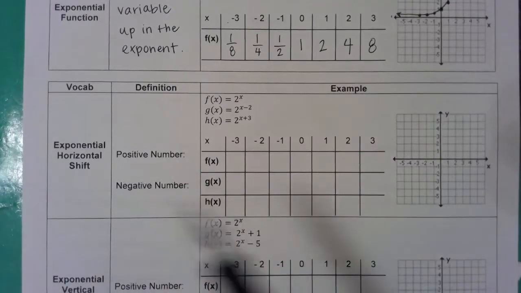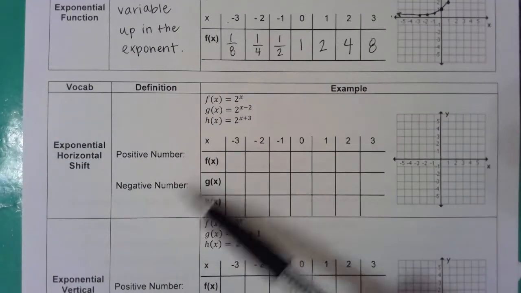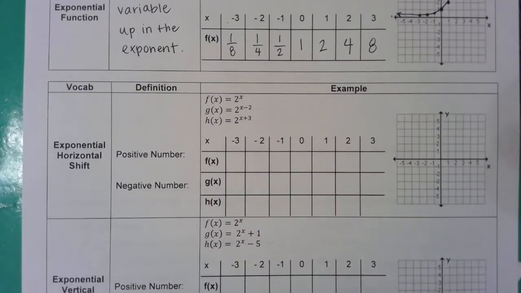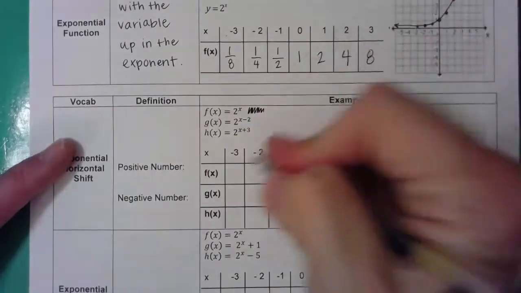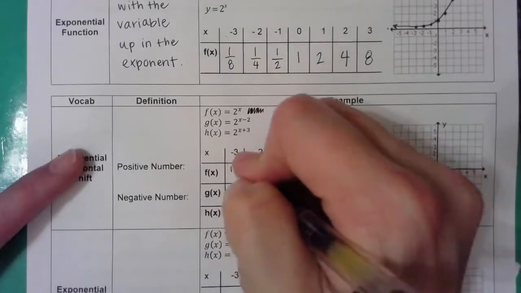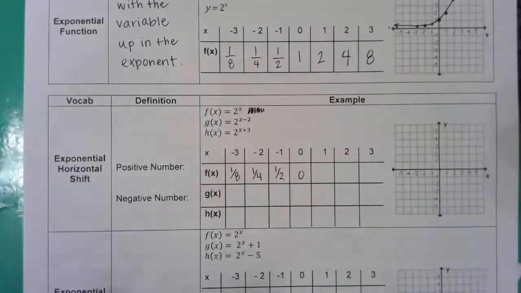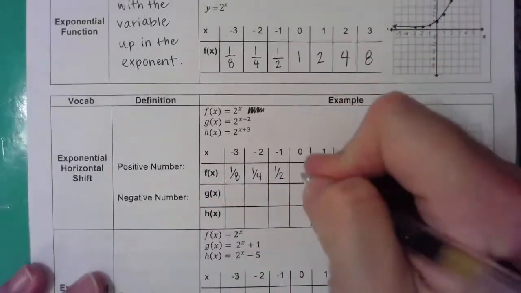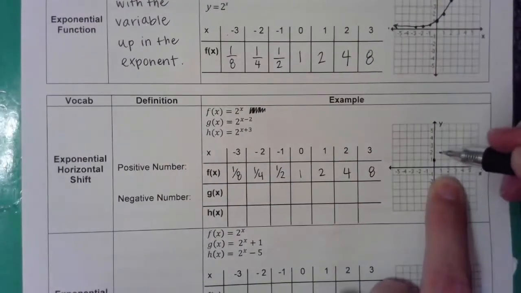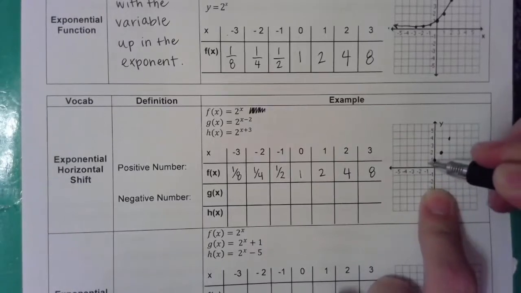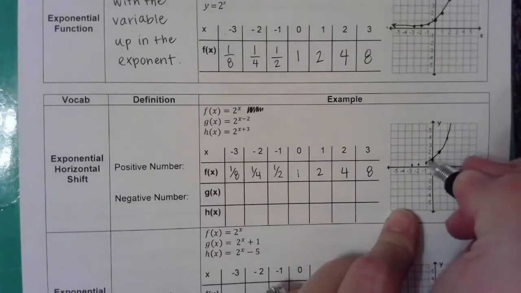In this one, the exponential horizontal shift, we're going to talk about how a positive number and a negative number up in the exponent make the function move. So the first one, f of x, that's right here, I'm going to graph that one in black on the notes. So 2 to the x power, we already have the values for that because this is the one that we went through and graphed up above. So this is the one that we just did the work for in the previous example. So I'm going to go ahead and graph this one on the graph. We're going to be graphing the other two, and we're going to be comparing them to see how they compare to this one.